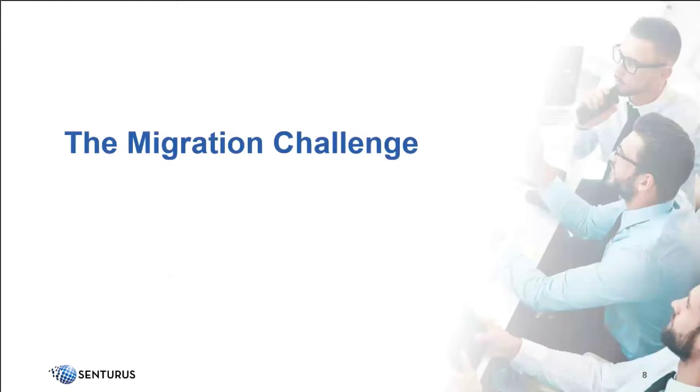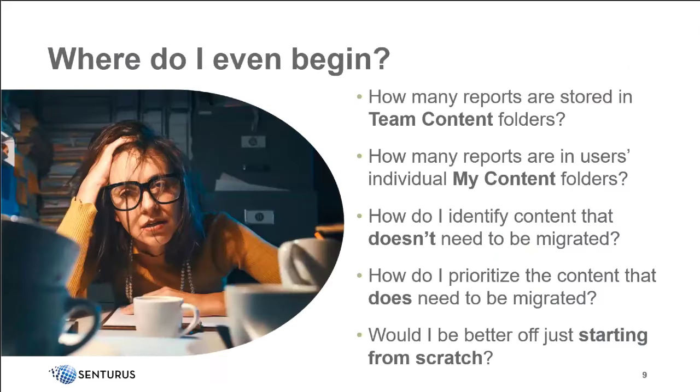I'm going to talk a little bit about the migration challenge, just in general. Anybody who's ever done a migration knows migrations can be big, hairy, scary activities. And the first question is, where do I even start, right? You've got to figure out how many reports are out there. It's easy to see what's in team content, and that gives you a pretty good idea of what's out there. But you also need to figure out how much stuff is in users' My content folders.